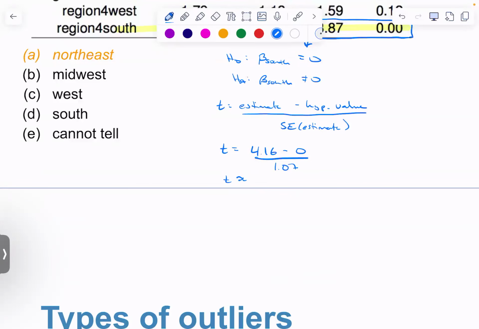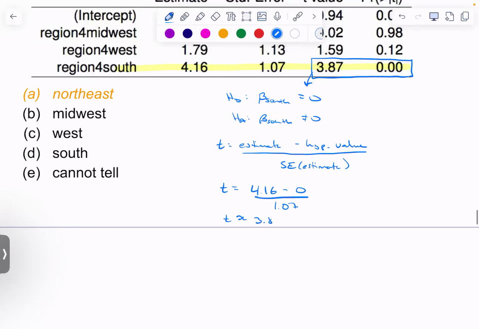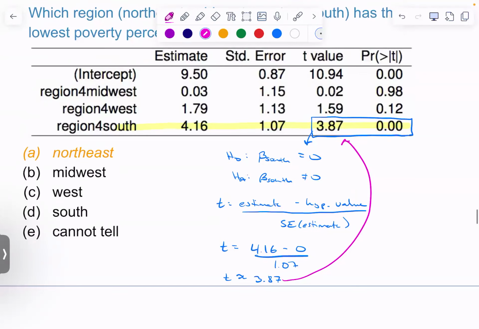And t should be roughly 3.87, which is the same there. A t of 3.87 is quite large, and so we know we're going to have a small p-value, and it tells us that this is the two-sided p-value. We're always going to do a two-sided test for these coefficients.